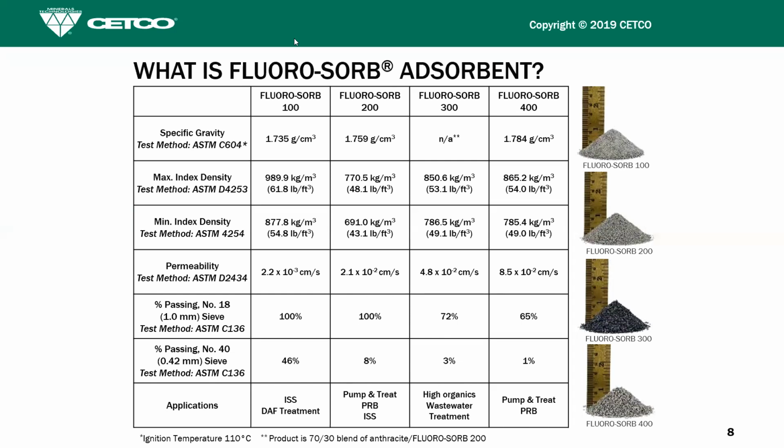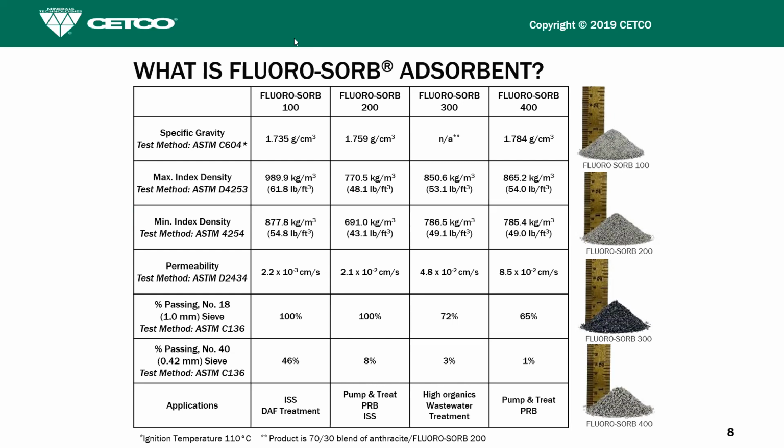So if you look at that first column, Fluoro-Sorb 100, Derek mentioned it. We've successfully been able to inject that. It's a semi-powdered version of the product. And if you go down that column, you see we list various physical properties. But I would call your attention to that applications line at the bottom. So the Fluoro-Sorb 100 is being used in in situ stabilization. It's also being used in diffusive air filtration treatment systems to replace PAC.